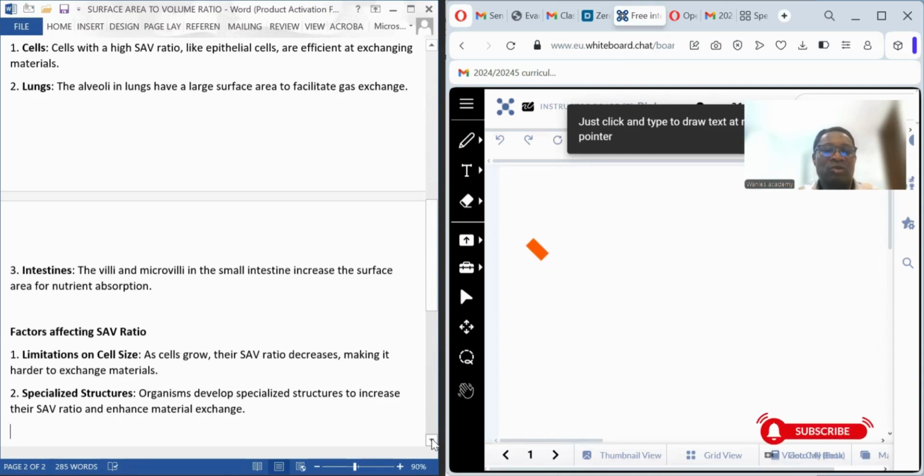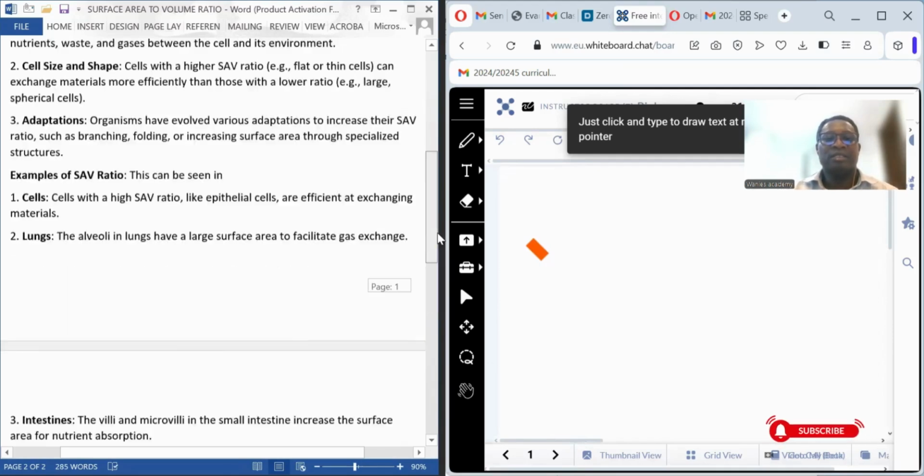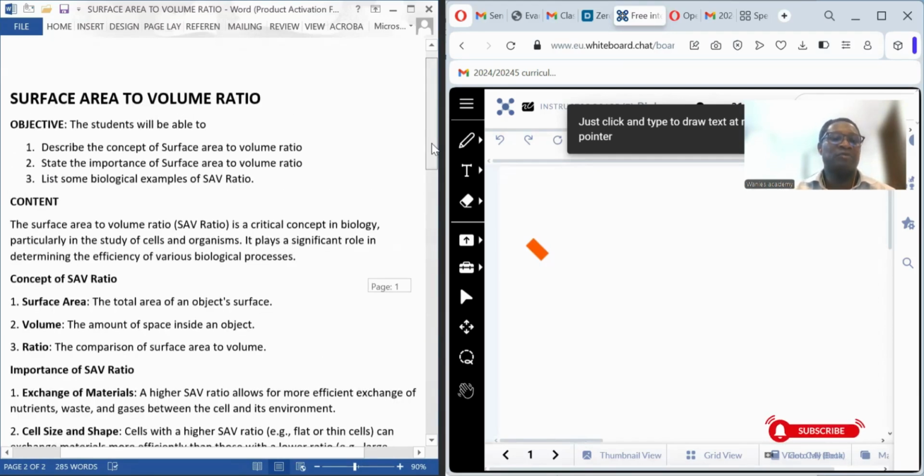Specialized structures also develop specialized features that make them remove their waste or that make the transfer of materials easy in them. Such specialized structures will also lead to a decrease in the surface area and a decrease in the amount of materials that can be easily moved around. Conclusively, surface area to volume ratio is very important in biology as it plays a significant role in determining the efficiency of various biological processes.